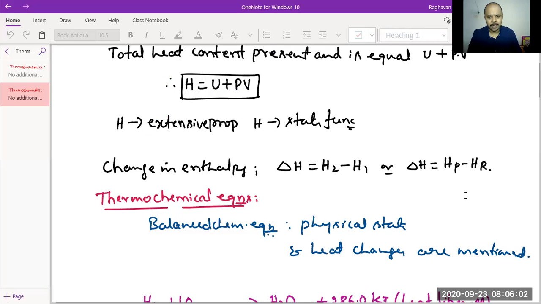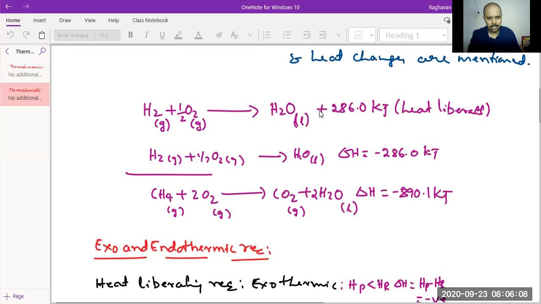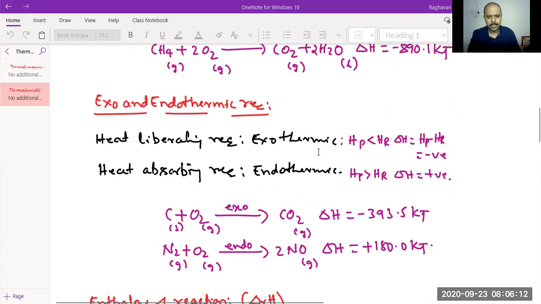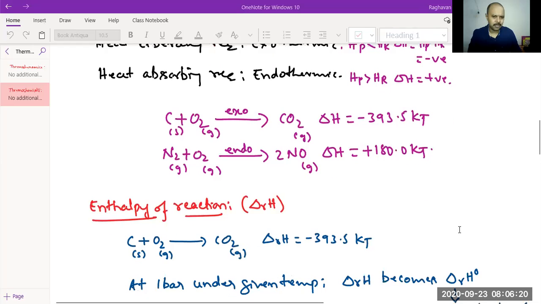Correct. Then we had the thermochemical equation, a balanced chemical equation in which physical states of reactants and products are indicated along with heat change. That is what a thermochemical equation is. Based on whether heat is liberated or absorbed, there are two types of reactions, exothermic and endothermic. Delta H negative, exo; positive, endo.